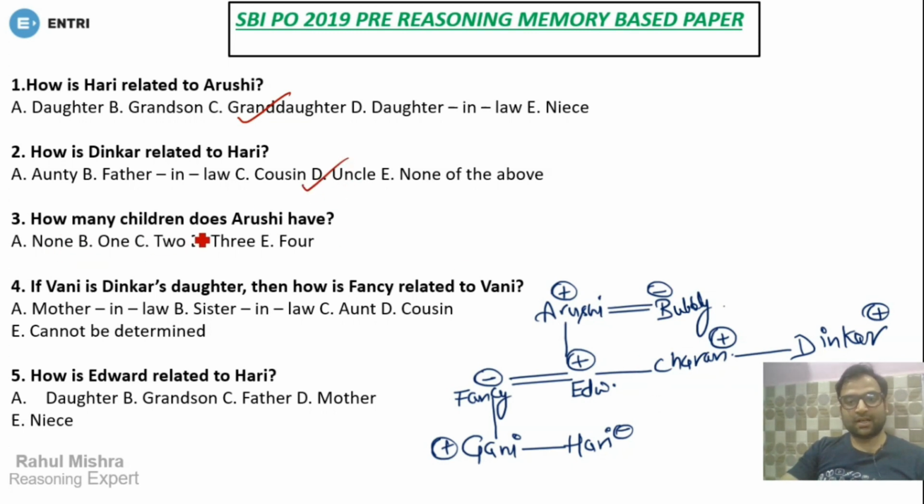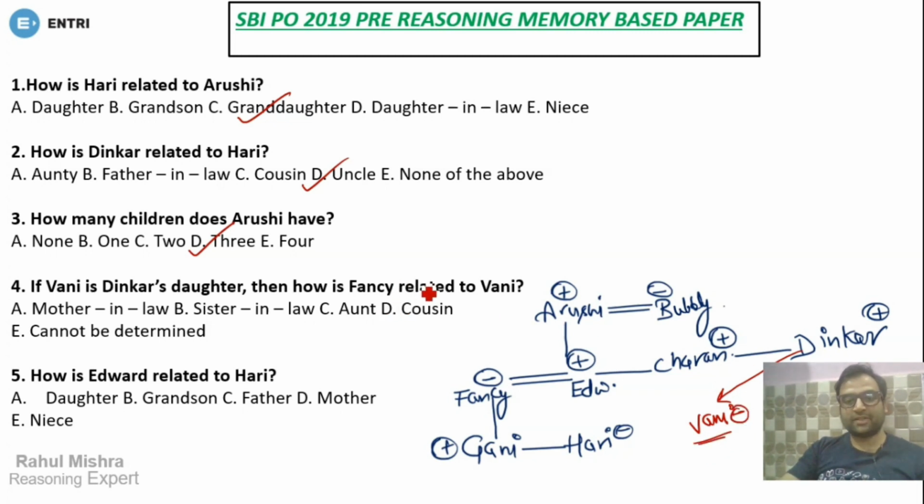How many children does Arushi have? Arushi has 1, 2 and 3 children. So option number D. Now question number 4. If Vani is Dinkar's daughter, then how is Fancy related to Vani? So Vani is Dinkar's daughter, so Vani should go downside to Dinkar. Okay, and Vani is the daughter of Dinkar.